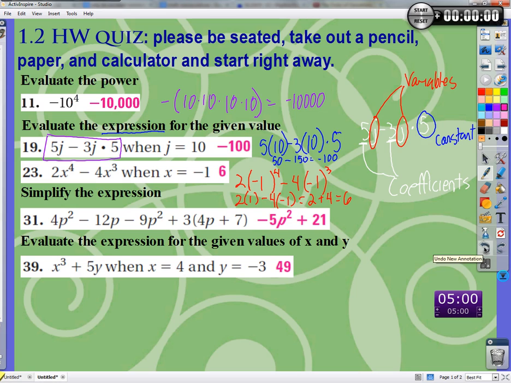Simplify the expression. What's another way we could say simplify the expression? We could reword it. Combine like terms. What makes 2 terms alike so that we can combine them? This comes down to just 2 things.